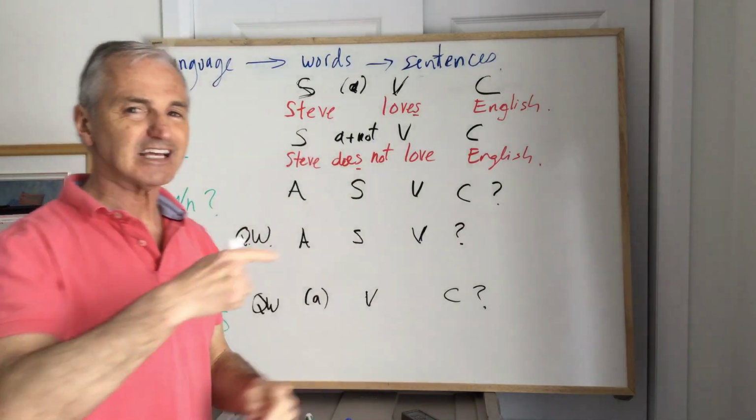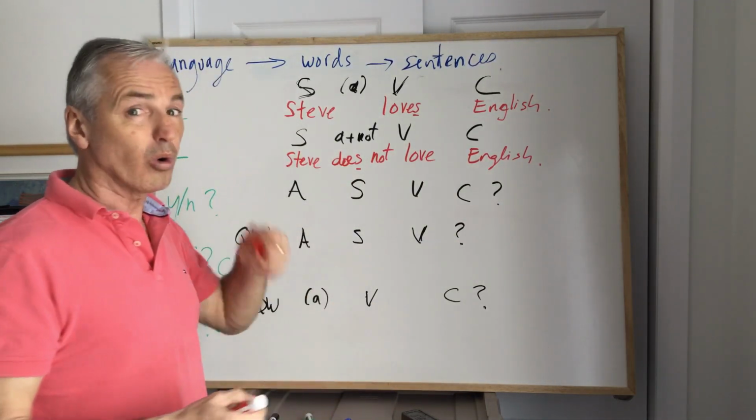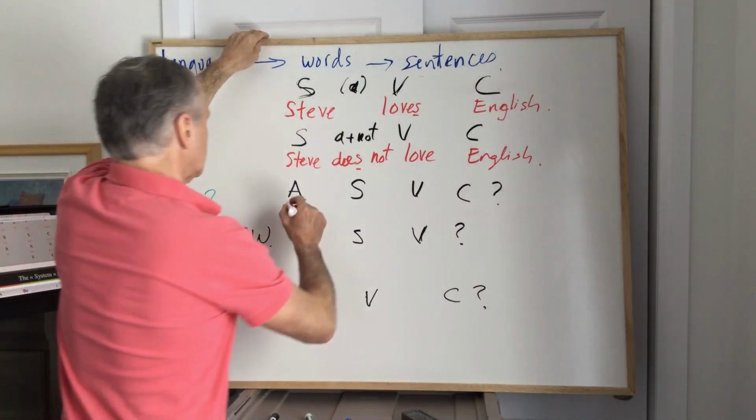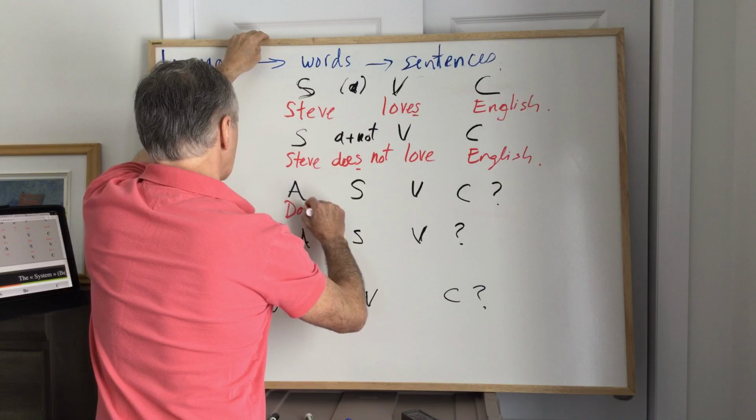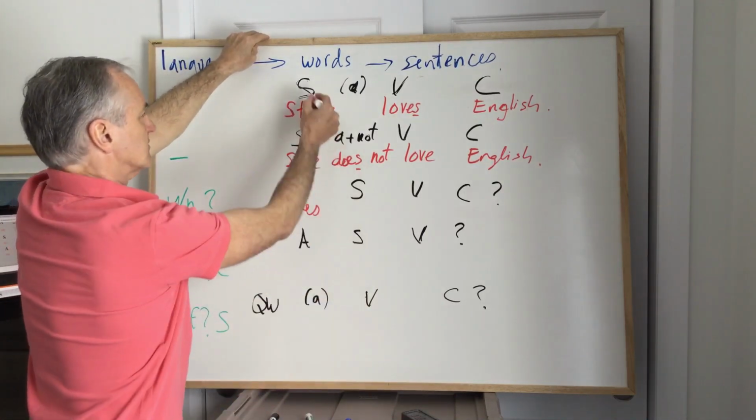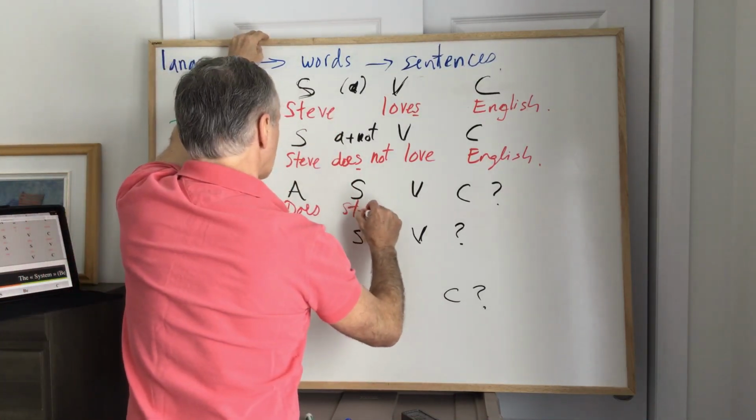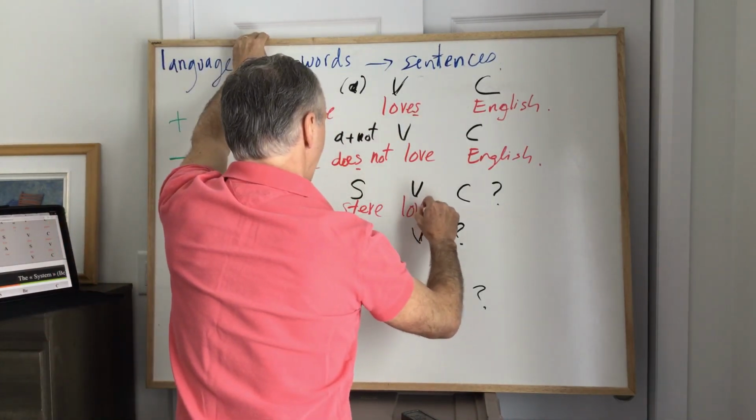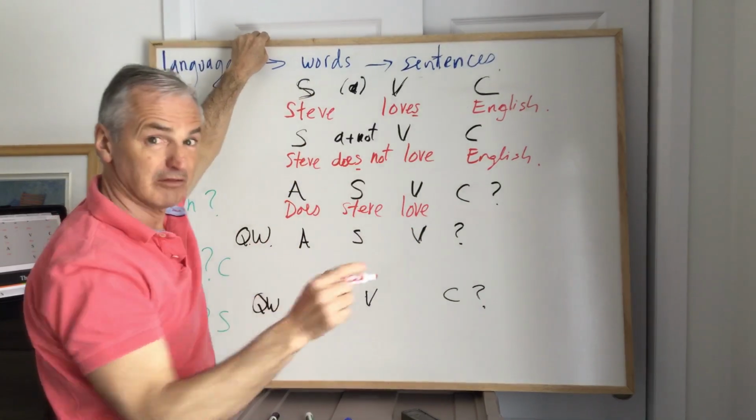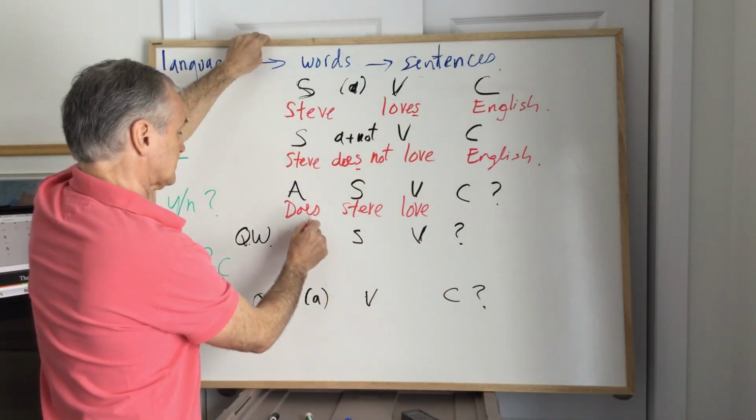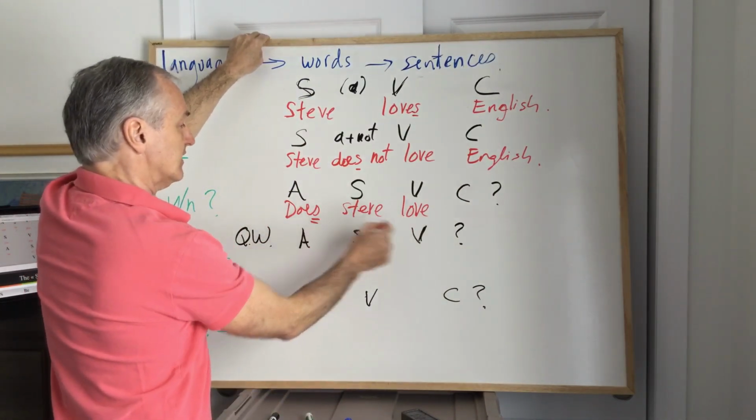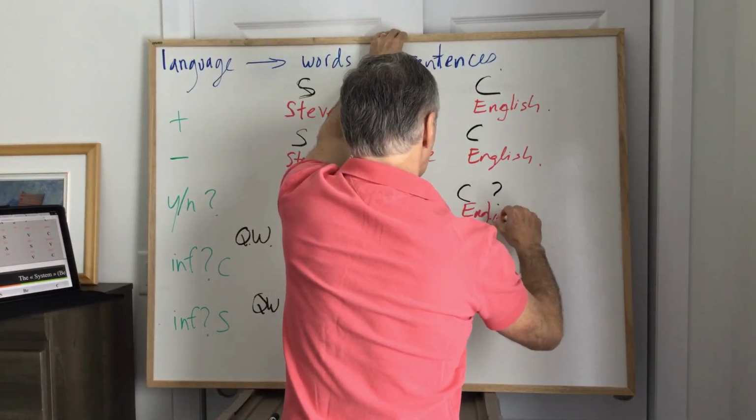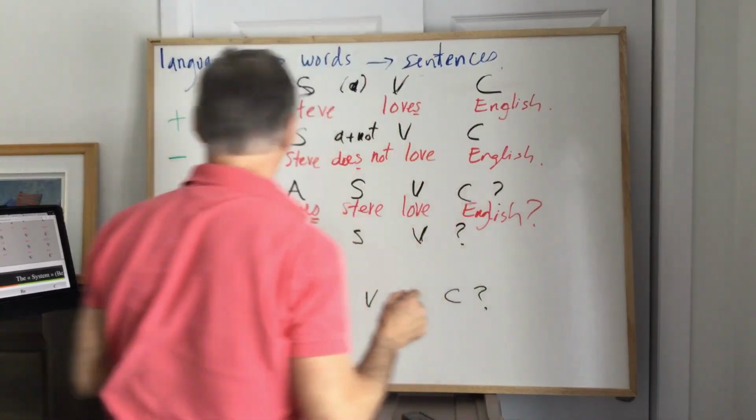Now we want to ask the yes-no question. The answer is yes, or the answer is no. So we use the auxiliary. Auxiliary is does. D-O-E-S. Subject, Steve. Verb, love. Okay. So I put an S on that? Very good. No, I do not, because my S is here, so I don't need it here, right? Does Steve love English? Question mark. Okay.